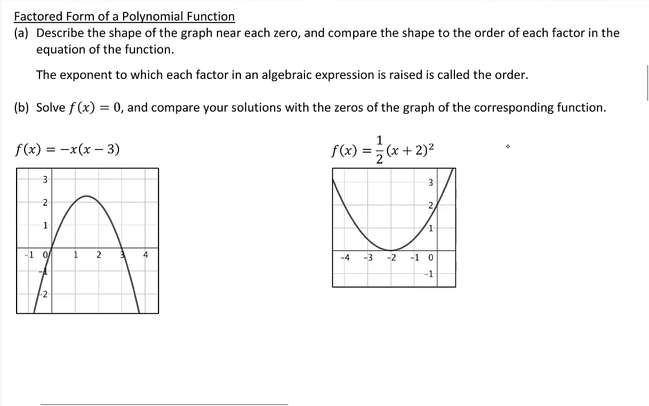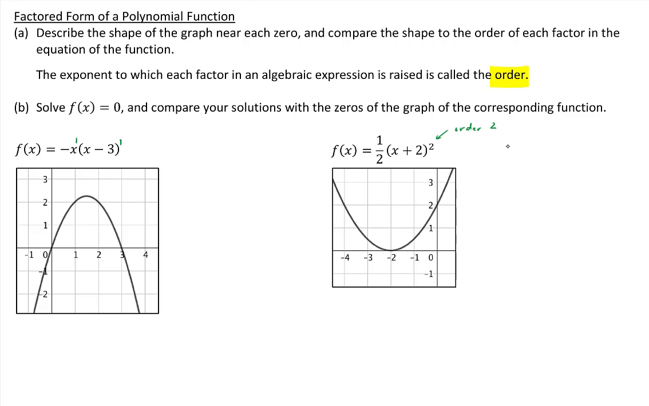So next, let's go on to our new topic, the factored form of a polynomial function. As we look through each of these diagrams, we're going to describe the shape of the graph near each zero and compare the shape to what's called the order of each factor in the equation of the function. The exponent to which each factor in an algebraic expression is raised is called the order. For our two examples below, we see that the x is of order 1 and the x minus 3 is of order 1. However, in this example here, we have an order of 2 because the exponent for x plus 2 is 2.